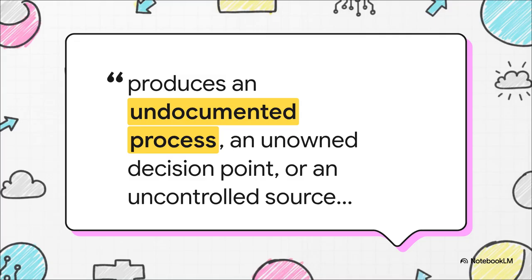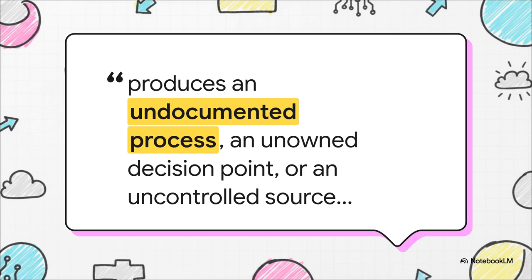And this quote from John M. Cashat, he's the creator of the IPE model, it just hits the nail on the head regarding the severity of this gap. A broken non-manufacturing thread produces an undocumented process, an unowned decision point, or an uncontrolled source of variation. Without a physical product to act as the anchor of the thread, the entire system of process ownership and control just crumbles.